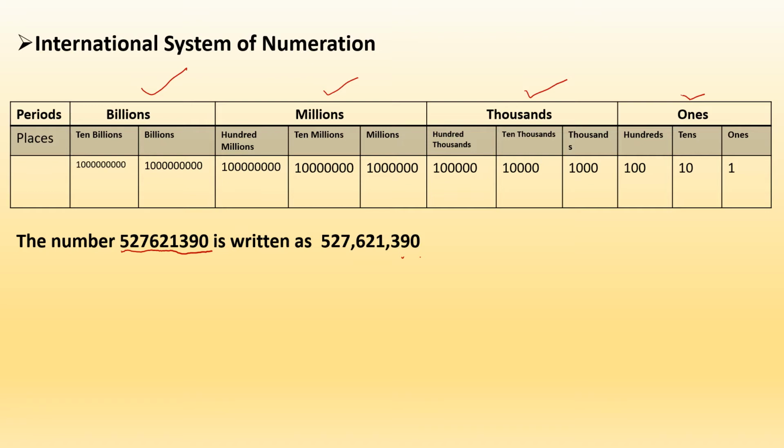So, how do you read this number? If you check the place values of this number: ones, tens, hundreds, thousands, 10,000, 100,000, million, 10 million, 100 million. So how will I read out this number? I will say 527,621,390. Got it?